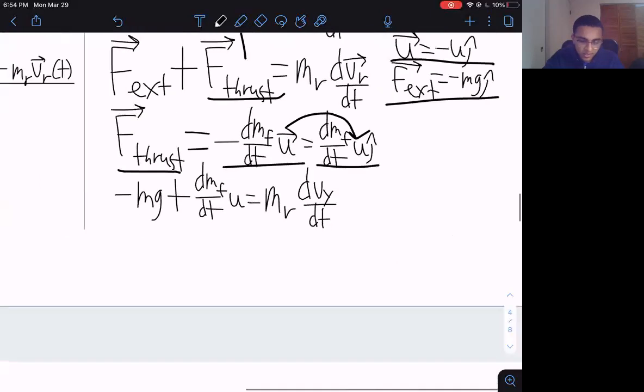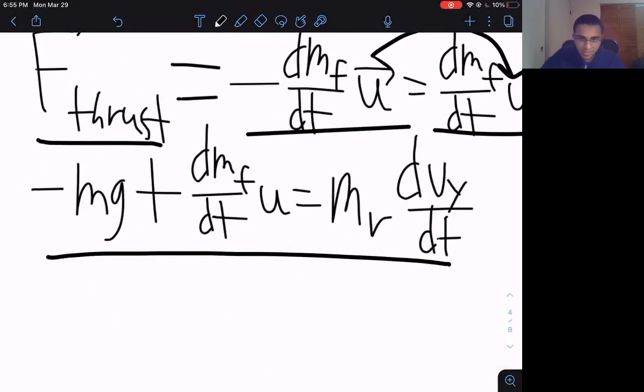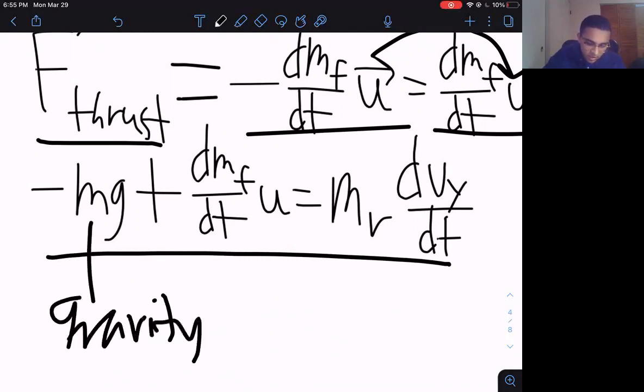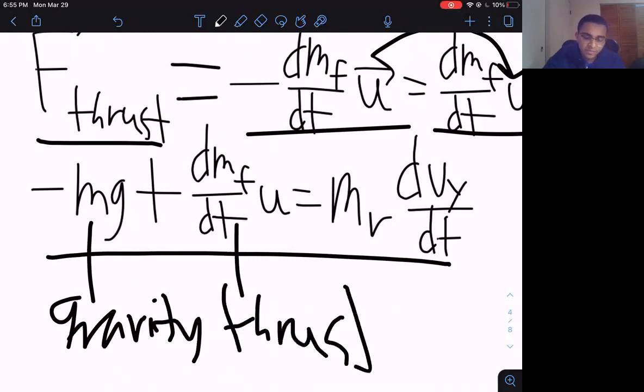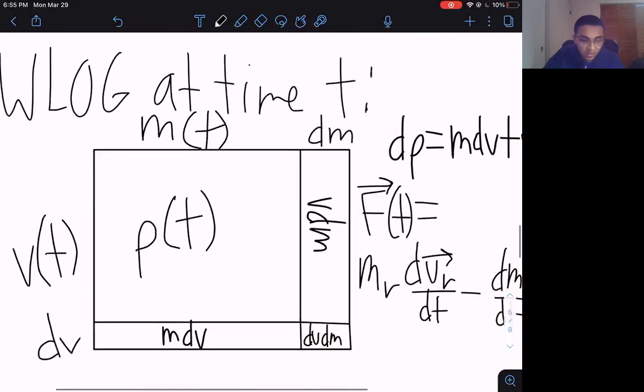Next, we can put all these together and get this rocket equation. This is the alpha stage of the rocket equation. We'll do a few more changes and then we'll finish. But this is the basic rocket equation with our gravity term and our thrust term. Afterwards, we have to derive it for a specific case. Let's look at a visualization.